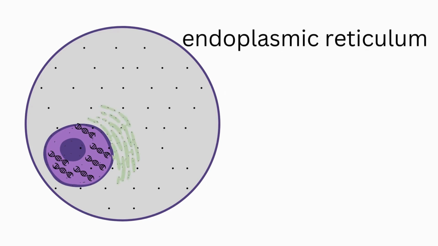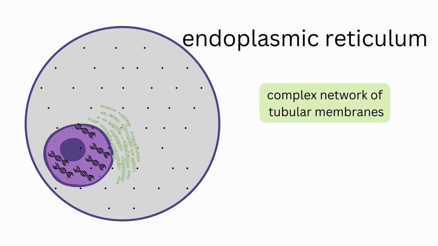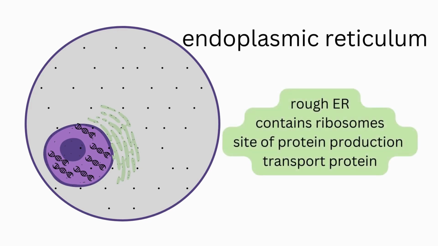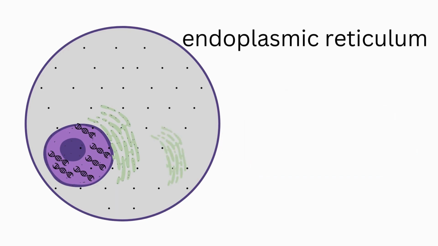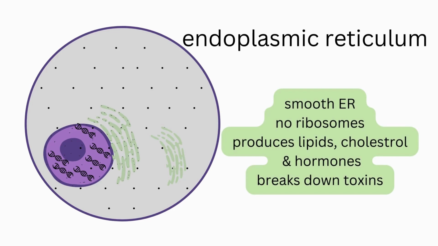Outside the nucleus, you find the endoplasmic reticulum, a complex network of tubular membranes. There are two types of endoplasmic reticulum, rough ER and smooth ER. Rough ER contains ribosomes, which gives it its rough appearance, and is therefore the site of protein production, and another function is to transport those proteins. And smooth ER contains no ribosomes. Its function is to produce lipids, cholesterol, and hormones, and to break down toxins.